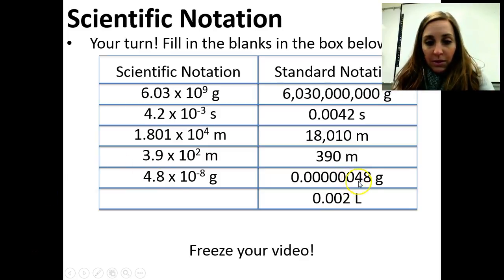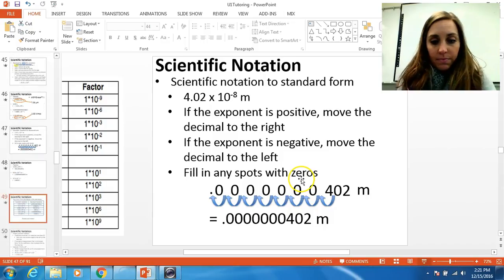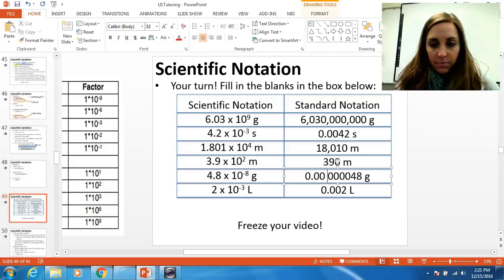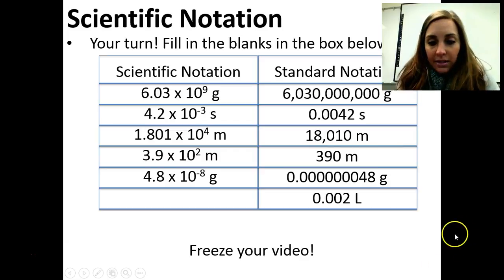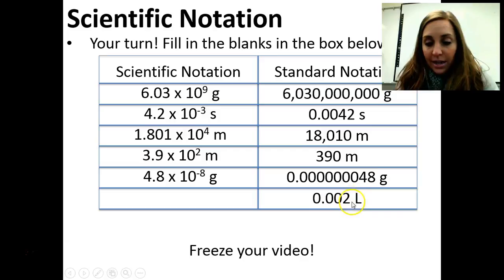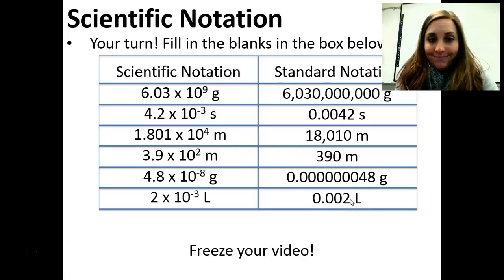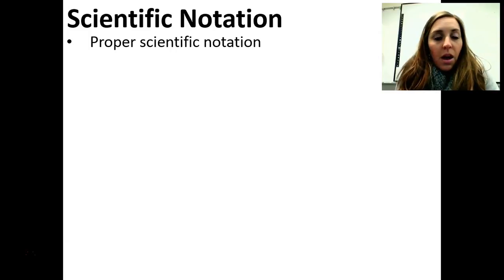So we moved it from here. 1, 2, 3, 4, 5, 6, 7. 8. And our last one. So this would be, we would have to move it 1, 2, 3 to have one digit to the left of the decimal. So this would be 2 times 10 to the negative 3. There you go. All right.